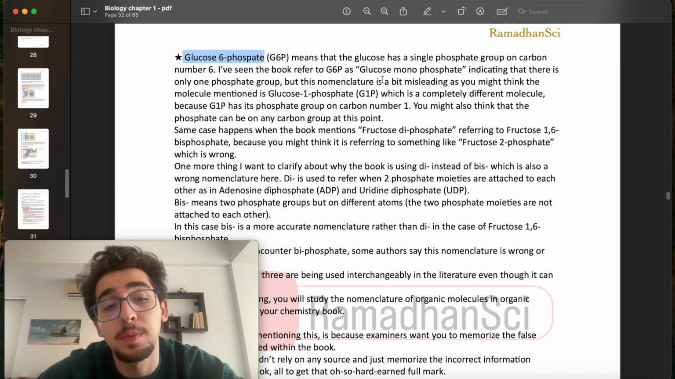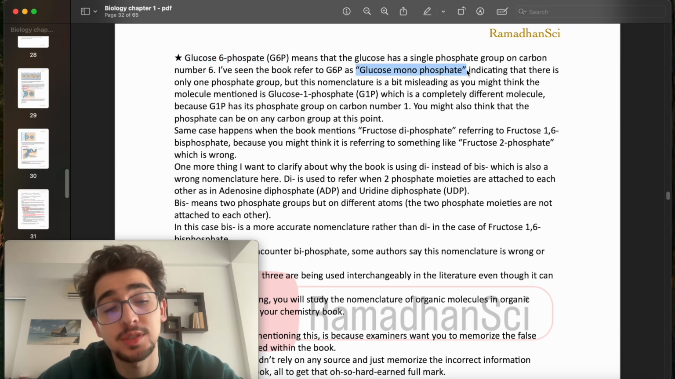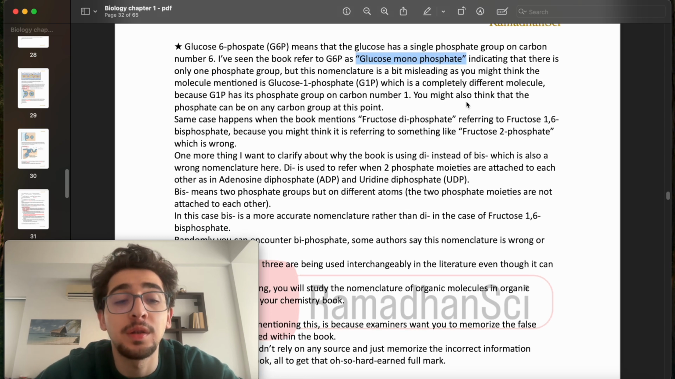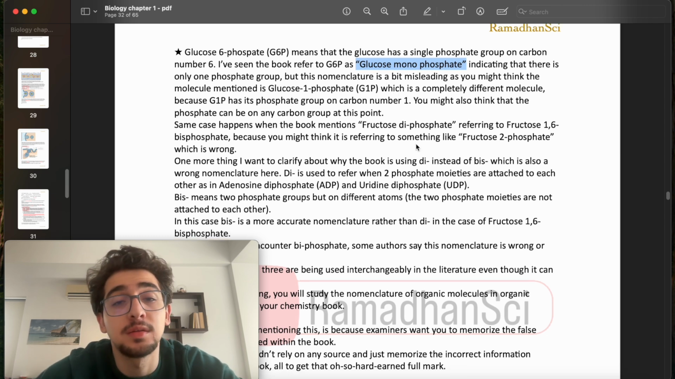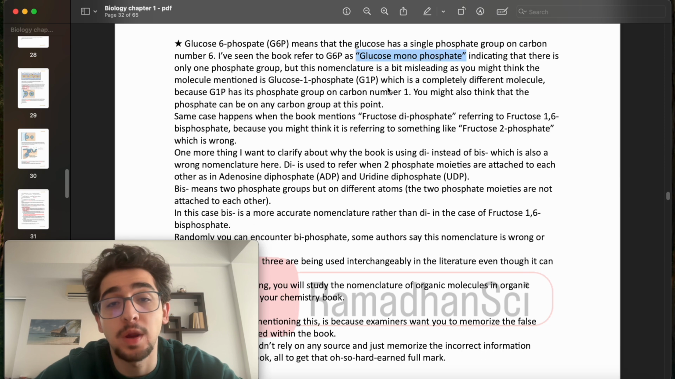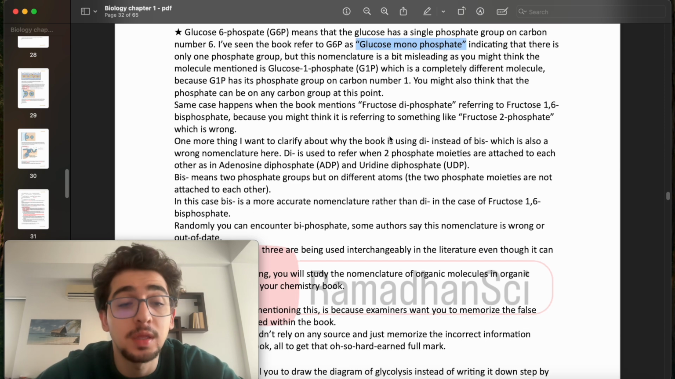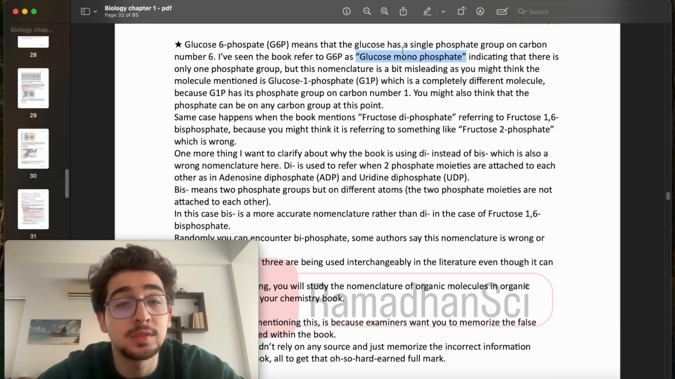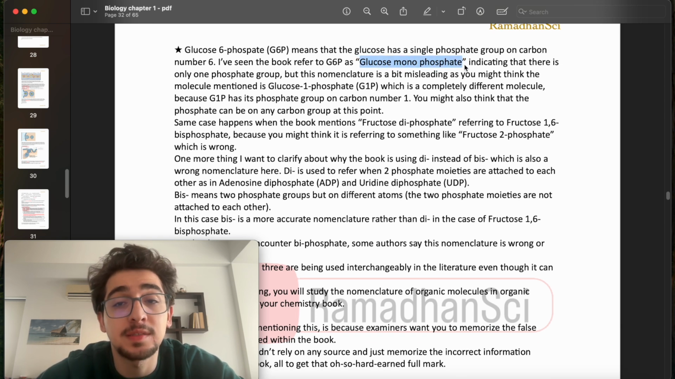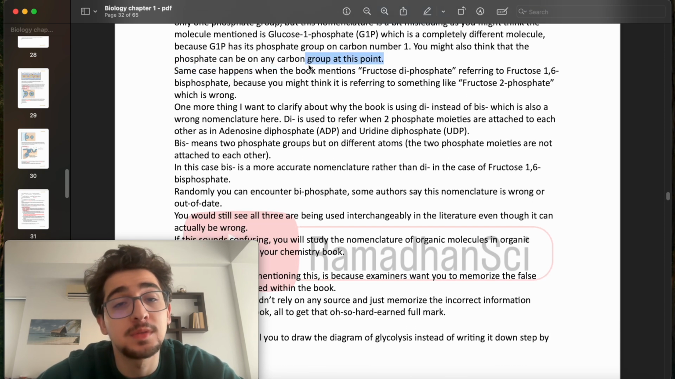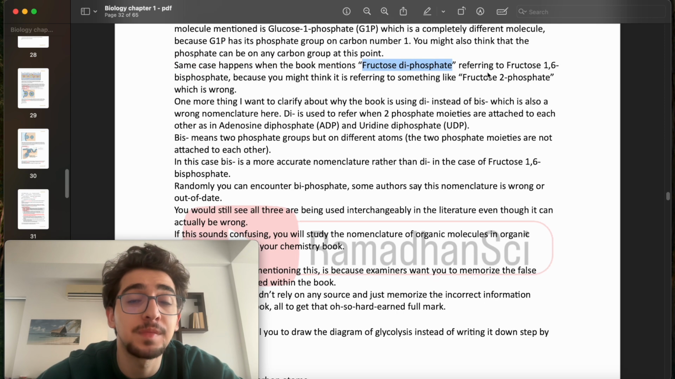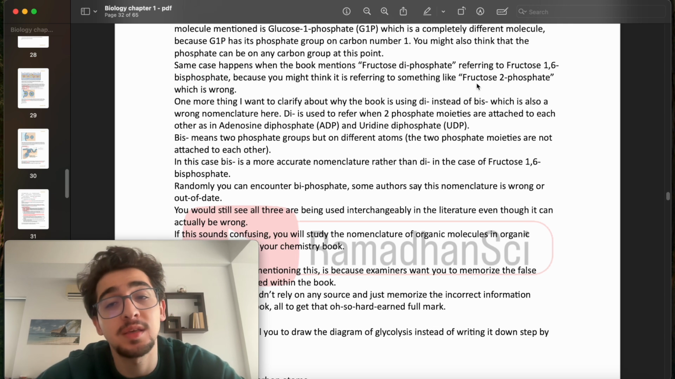But you should understand that when the book indicates glucose monophosphate, they're just indicating that there is only one phosphate group in the molecule. Though this nomenclature can literally mean anything. The phosphate group can be anywhere, maybe in carbon number 5, maybe in carbon number 4. So that's why I think this nomenclature needs some refining here, because it's not clear. The same case happens when the book mentions fructose diphosphate, referring to fructose 1,6-bisphosphate, because you might think it is referring to a molecule like fructose 2-phosphate, which is wrong.